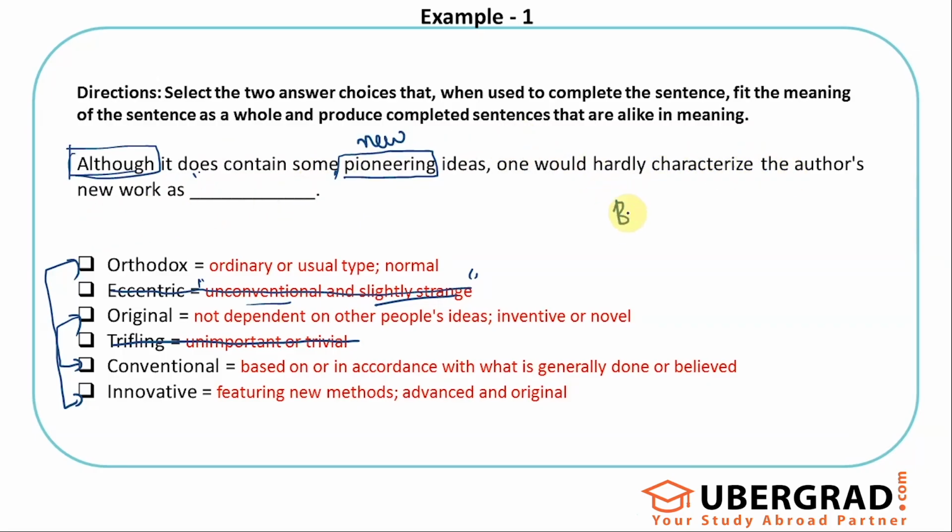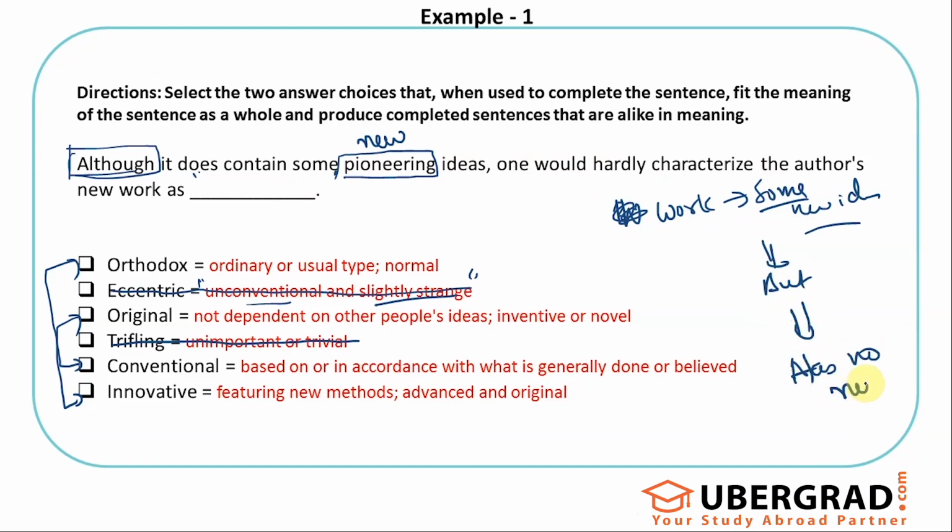So this is saying the book or the work of the author has some new ideas, but, so this should obviously take us in the opposite direction, right? So it has new ideas, so basically what should it have? It has no new ideas. One would hardly characterize the work as a book with no new ideas, or it's not new, it's not innovative, right? So that's where you have to be very careful. One would hardly characterize. This is another word that you see.